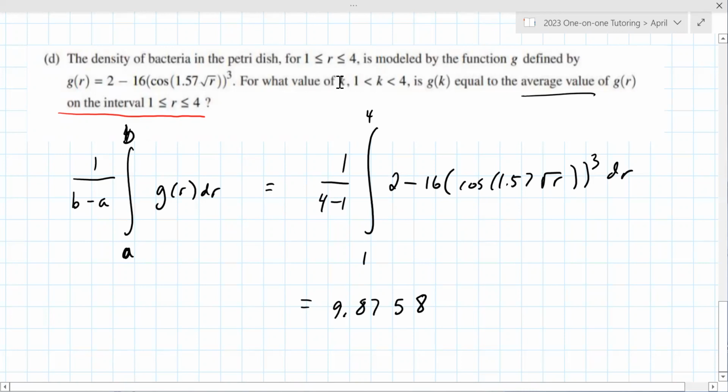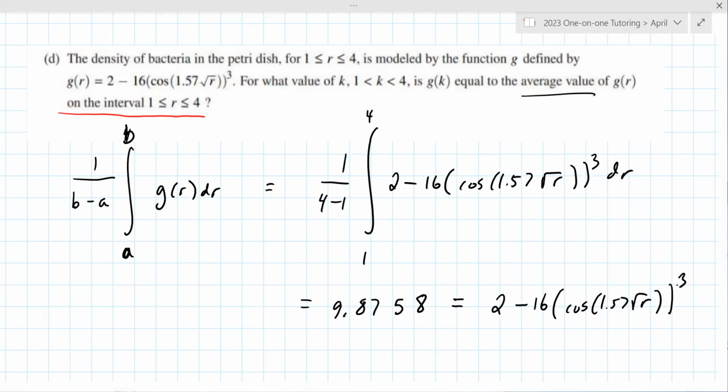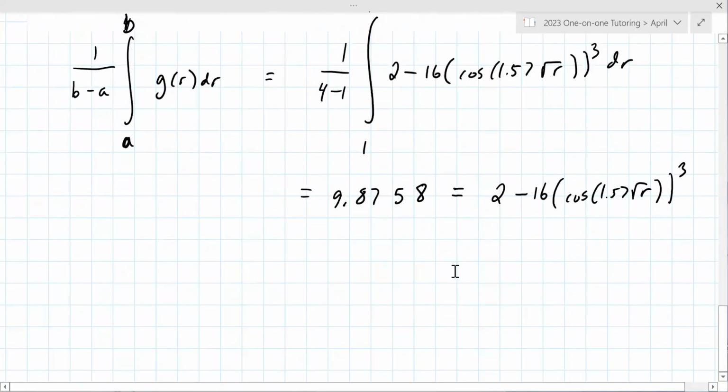It says, for what value of k is g(k) equal to this right here? So basically now you try to figure out where the average value, which is this number we just found, equals 2 minus 16 cos(1.57√r) cubed. So this is not really a calculus question anymore. It's just a solving question. Some options would be to graph them both and find the intersection. You could solve it by hand. How do you think you might do this?